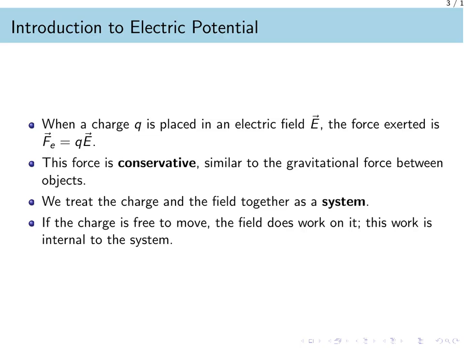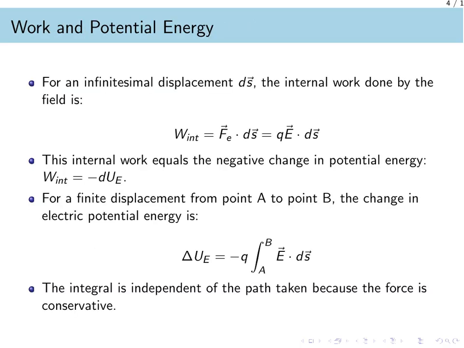To analyze these interactions, we treat the charge and the electric field together as a single system. If the charge is free to move, the field does work on it, and we consider this work to be internal to our defined system. To quantify the work and energy in this system, we look at an infinitesimal displacement vector, ds. The internal work done by the electric field is the dot product of the electric force and this displacement, which simplifies to the charge Q times the dot product of the electric field, E, and ds.